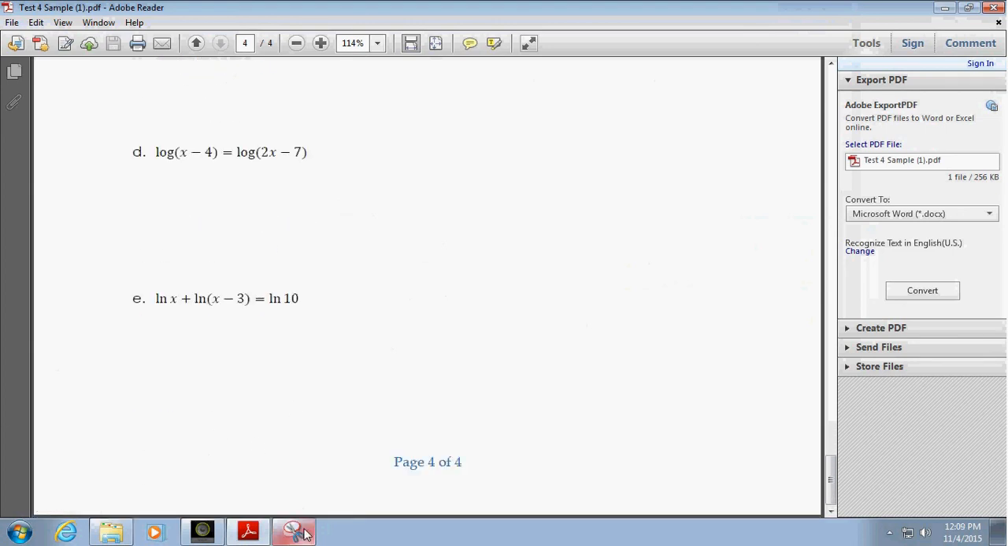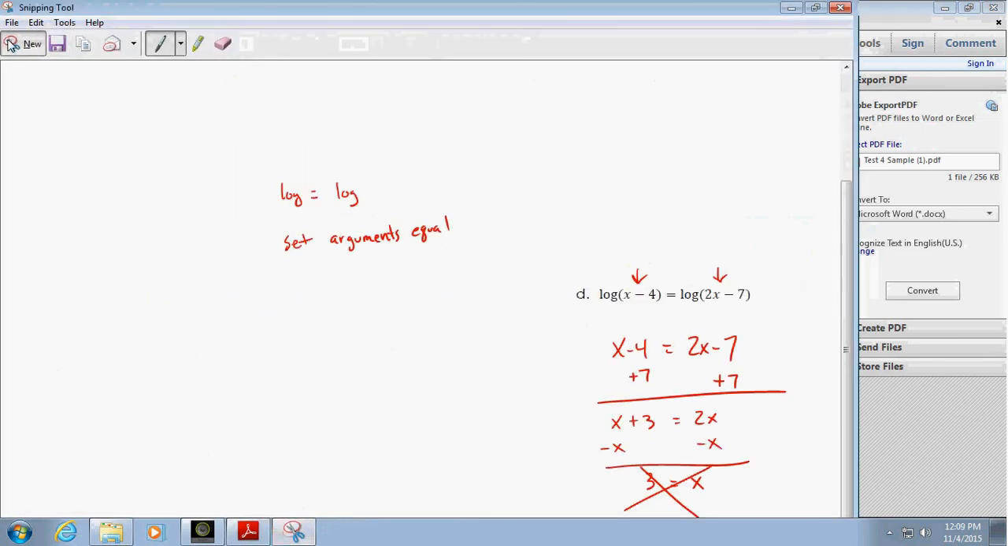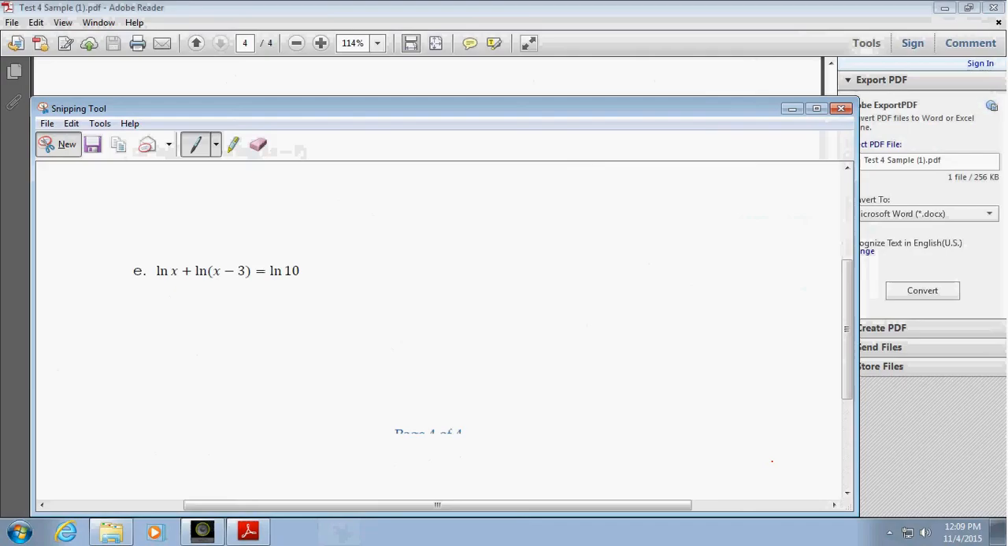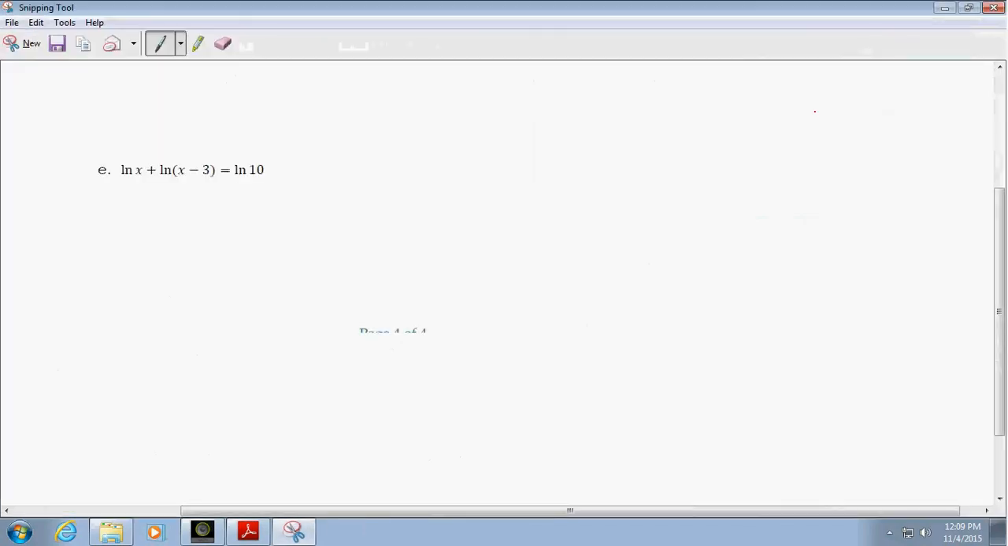And then lastly, natural log of x plus natural log of x minus 3 equals natural log of 10. So this is going to use that same rule. Log equals a log, we just set the arguments equal to each other. But notice on the left-hand side, I've got multiple logs. So this is our forest situation where we've got logs everywhere. Okay?